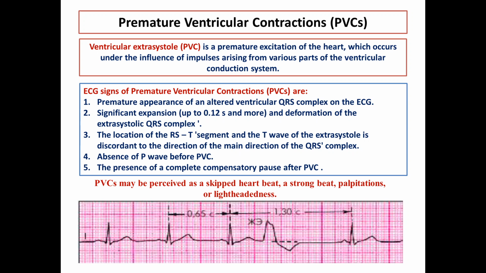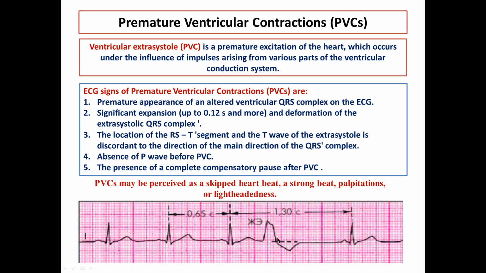And ECG signs of premature ventricular contraction. There is premature appearance of an altered ventricular QRS complex on ECG. You see here a different premature complex, a QRS complex which is different from normal QRS complexes. You see significant expansion of the QRS complex and deformation of the extrasystolic QRS complex.